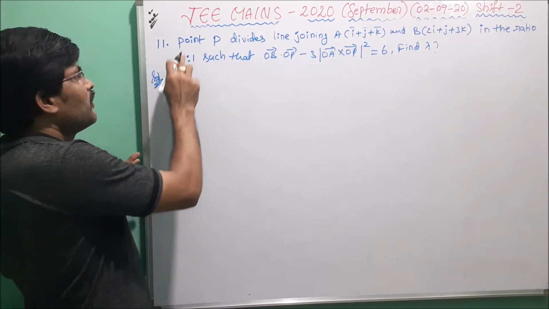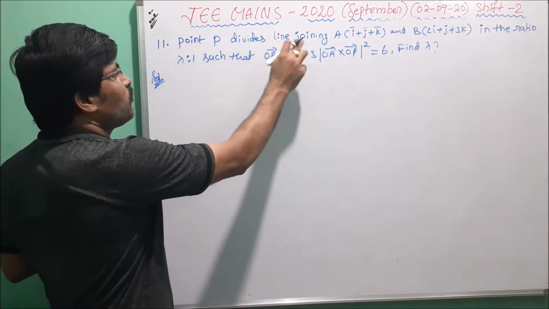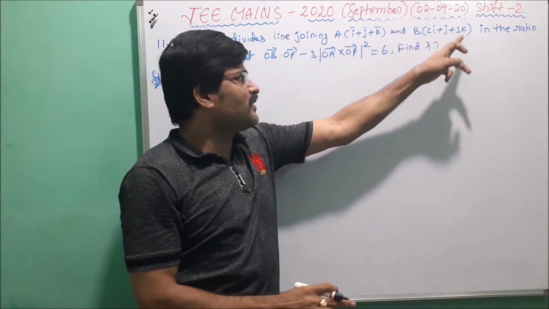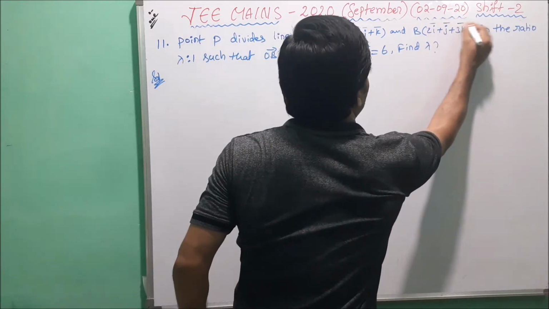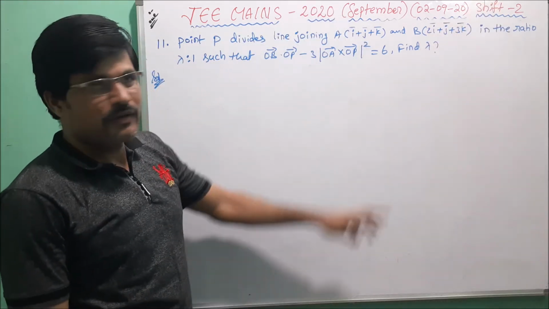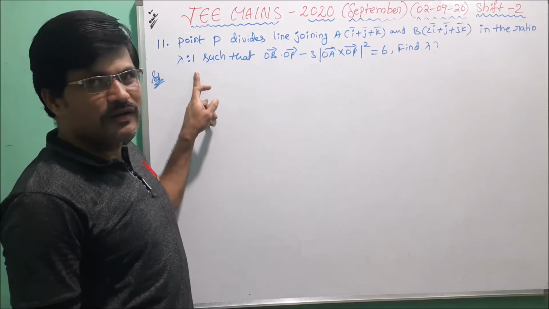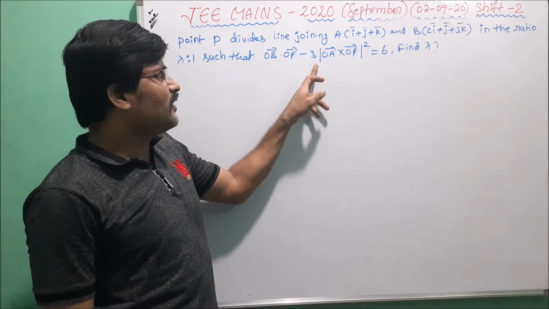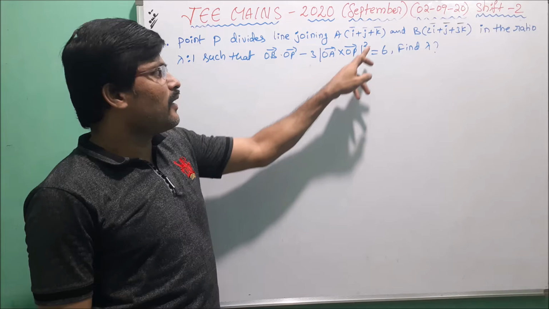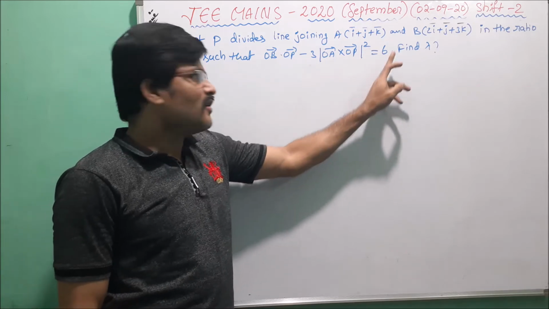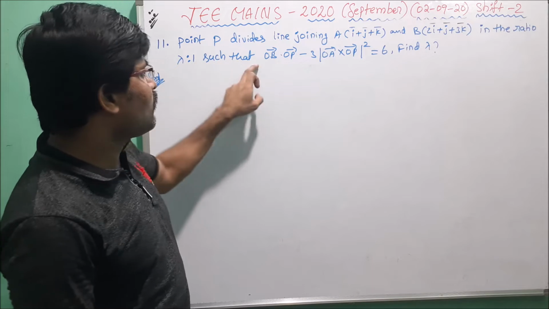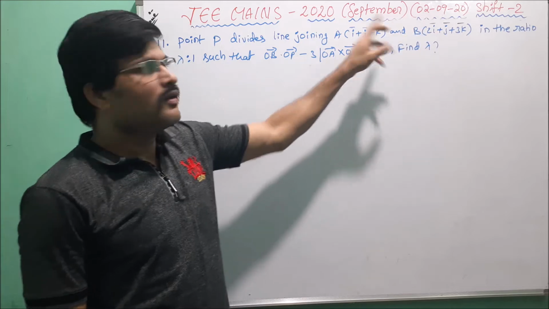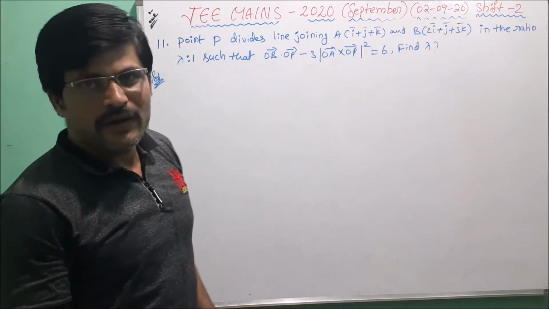The next one: point P divides the line joining points A, i plus j plus k, and B, 2i bar plus j bar plus 3k bar, in the ratio lambda is to 1, such that OB bar dot OP bar minus 3 into mod OA cross OP square equals 6. Find lambda. Here one condition is given; using this condition and these 2 points, we find the value of lambda.